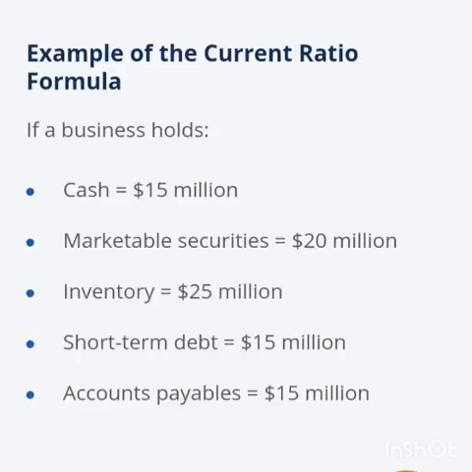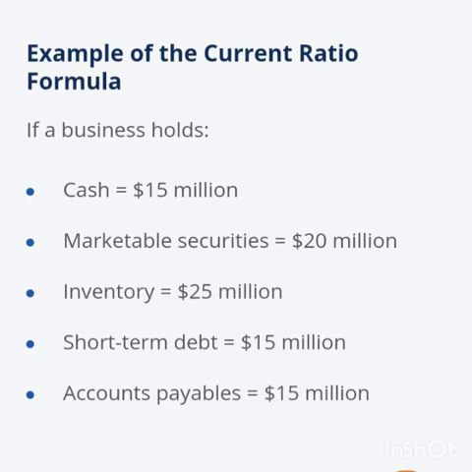If a business holds cash of rupees 15 million, marketable securities of 20 million, inventory of 25 million, short term debt 15 million, accounts payable 15 million. Calculate current ratio. For solving this problem, first we have to write the equation or formula for calculating current ratio.